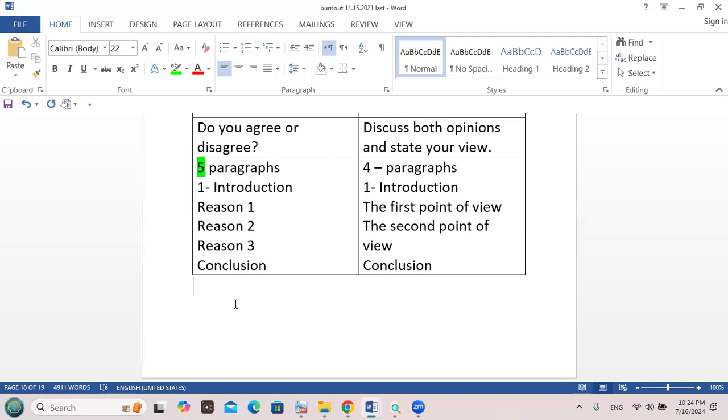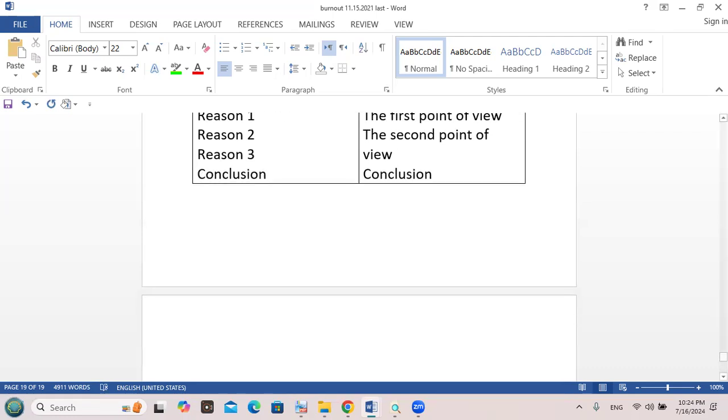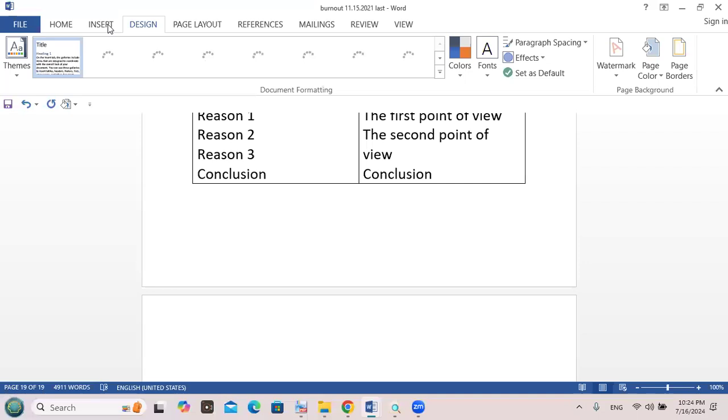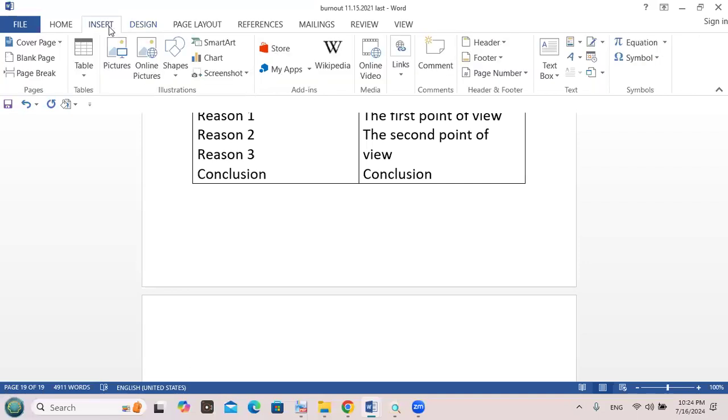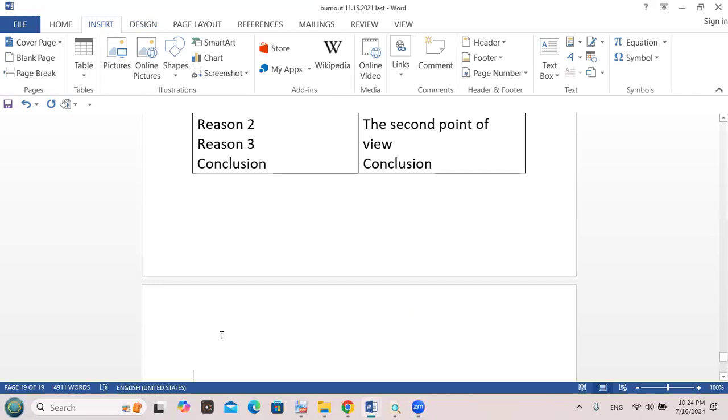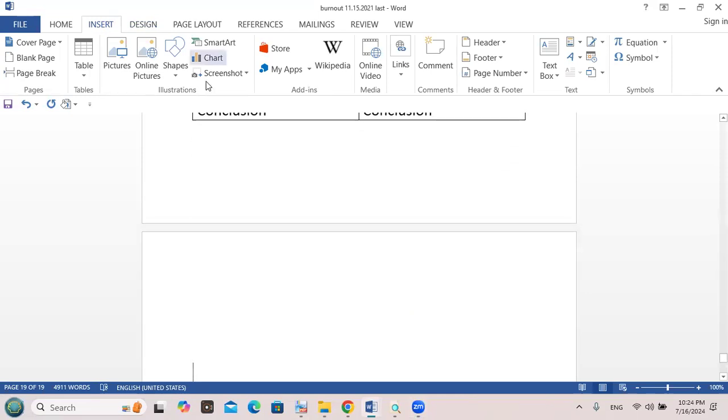So how do you write the introduction? Simply, I'll show you some of the mistakes that I saw in your essays. When you write the introduction, remember this triangle. I'm not very good at drawing, but think of the introduction as a triangle.